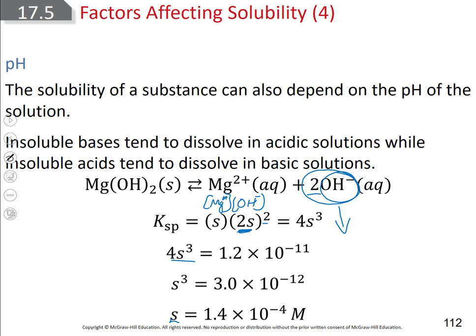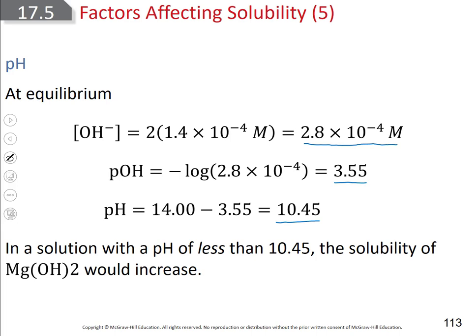Forward. So if I run the reaction forward, is that dissolving more or dissolving less? Dissolving more. Therefore, if I lower the pH, have a pH less than the starting pH, then the solubility will increase because I'll be driving the reaction forward by removing hydroxide.